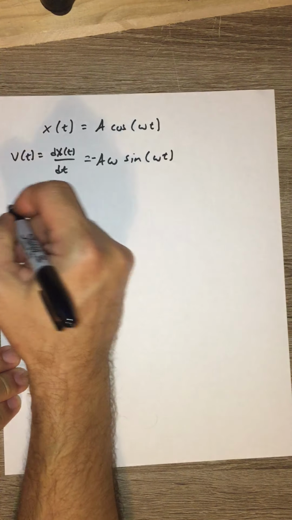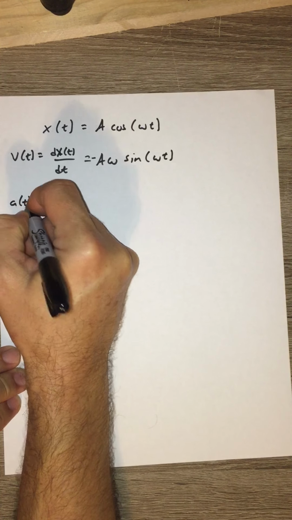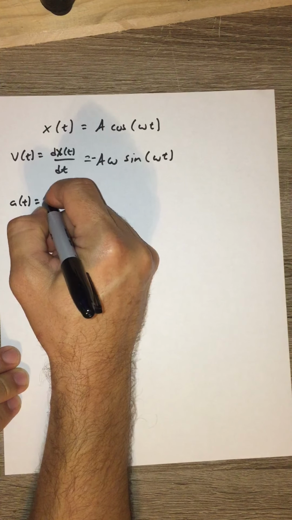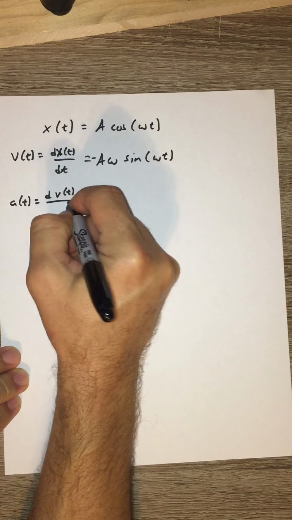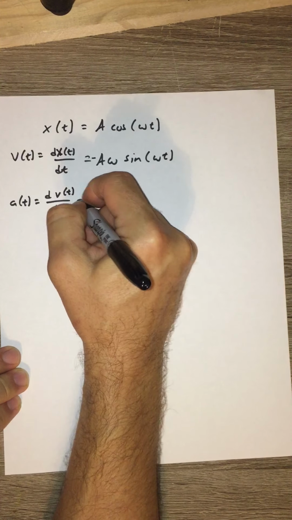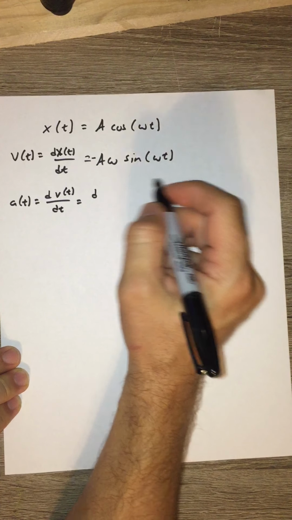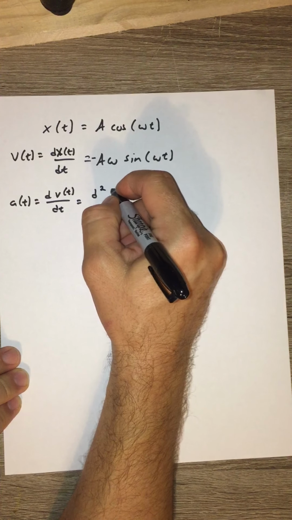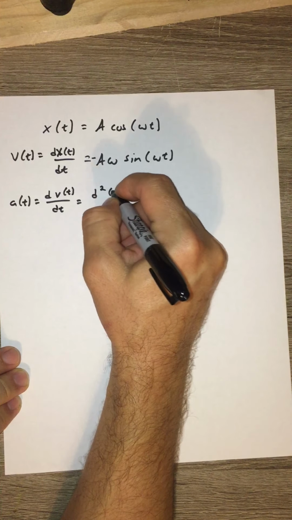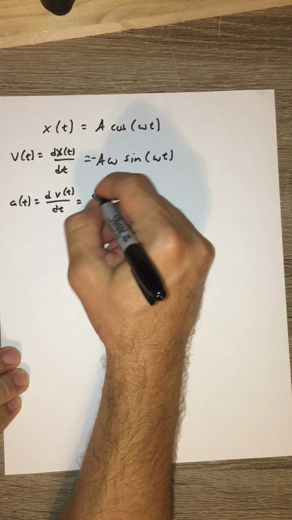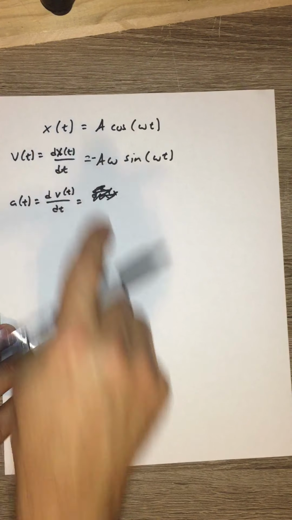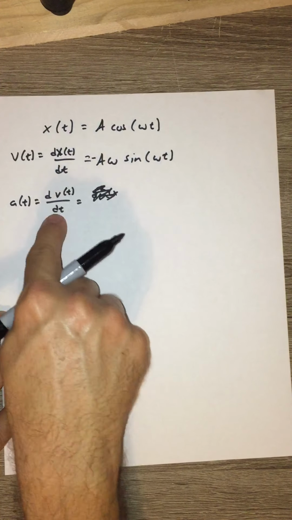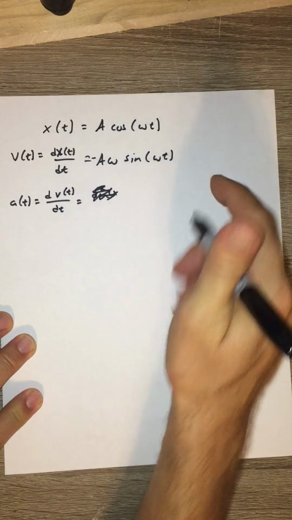I don't have to stop there, of course. Acceleration as a function of time is equal to the time derivative of the velocity, also equal to the second derivative of the position. I keep putting my parentheses in the wrong spot. That's okay. I'll write this in a second. Second derivative of the position, I'll write that in a second. Let me just take the derivative of the velocity here.